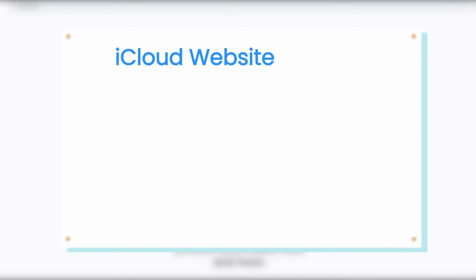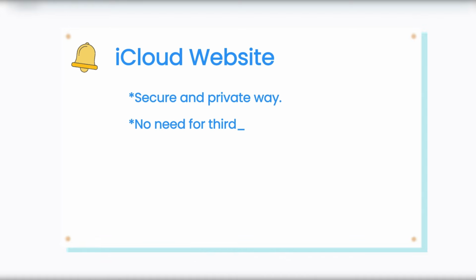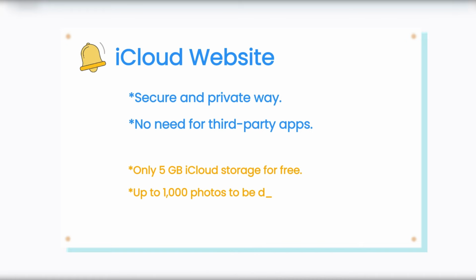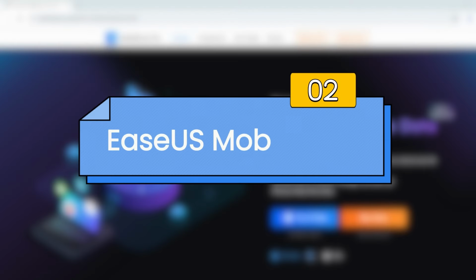This is a secure way to download iCloud photos, and there is no need for third-party apps or any additional software. However, iCloud only offers 5 GB storage for free, and iCloud.com only allows up to 1,000 photos to be downloaded to the computer at a time. That's why we recommend EaseUS MobiMover as an alternative method.